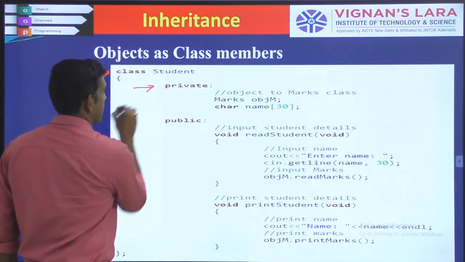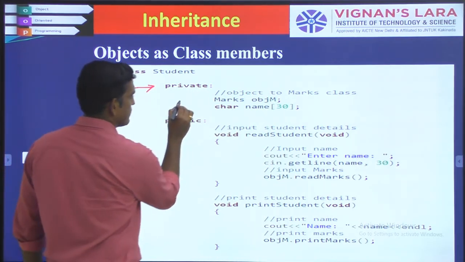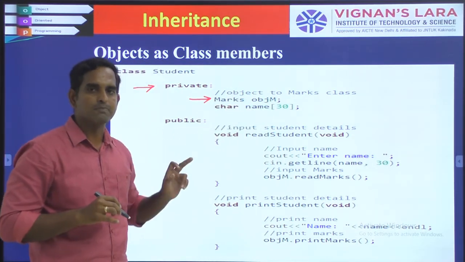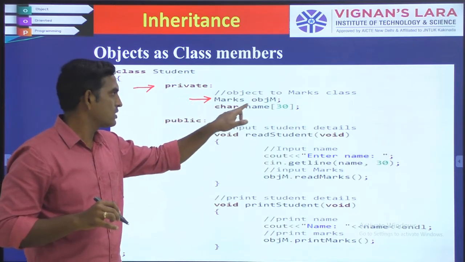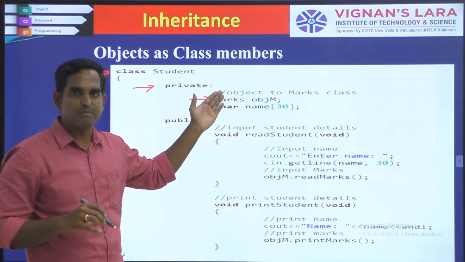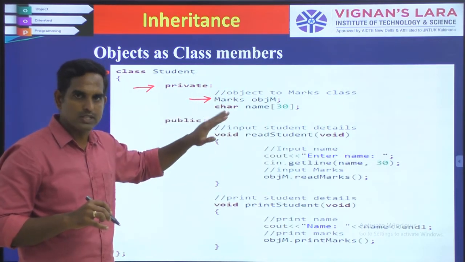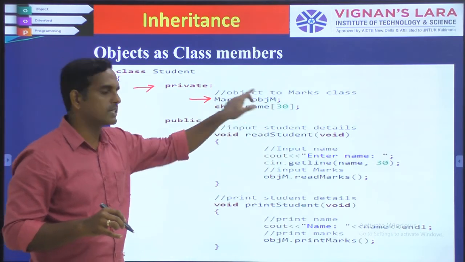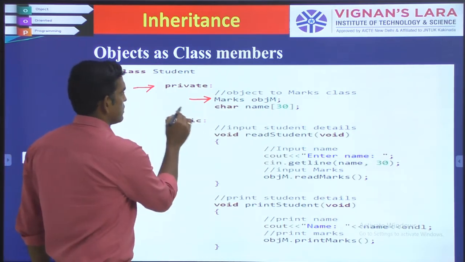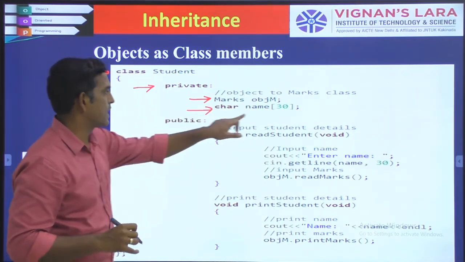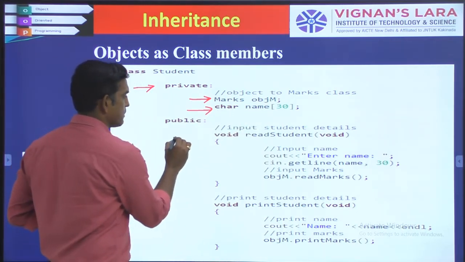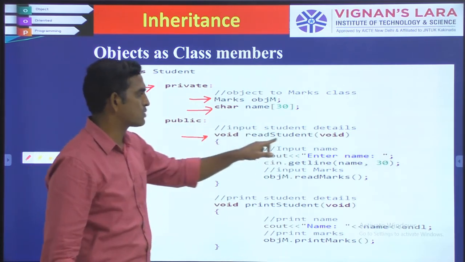what I am doing is I am having a private. Inside the private, if you see, you are creating an object for your marks class, marks objm. So inside the private I am creating your marks object. Since it's a private member, the private member can be used only inside the class. So you have created this object which can be used inside this class only. For this particular student class you are having a name member, a separate name variable. So inside the public you are having a method, read student method.